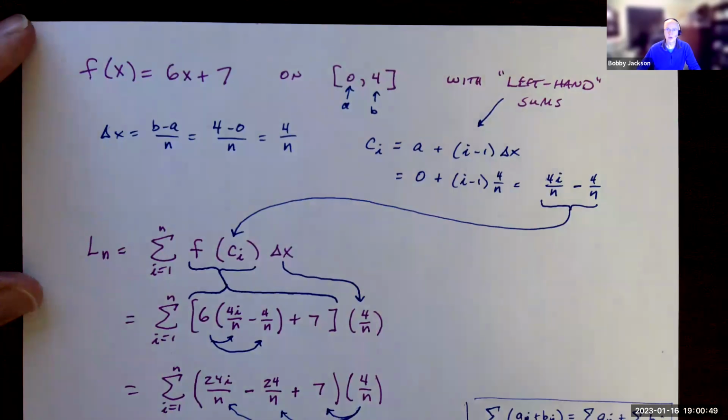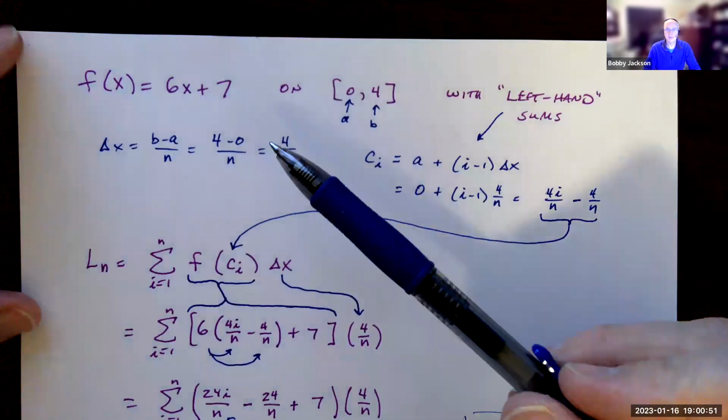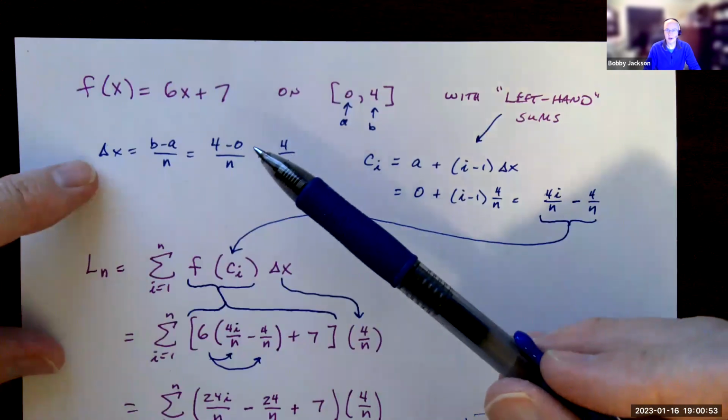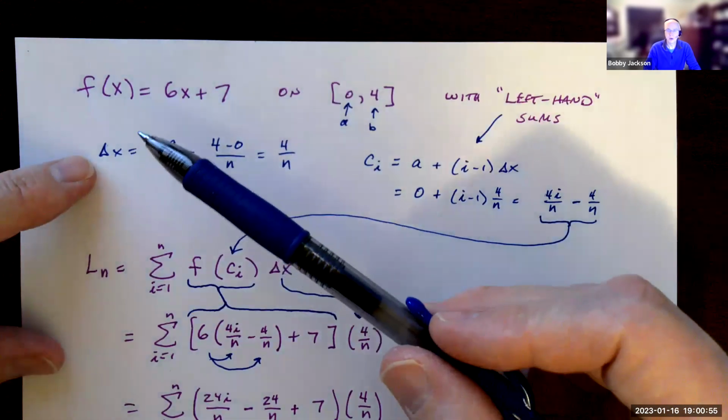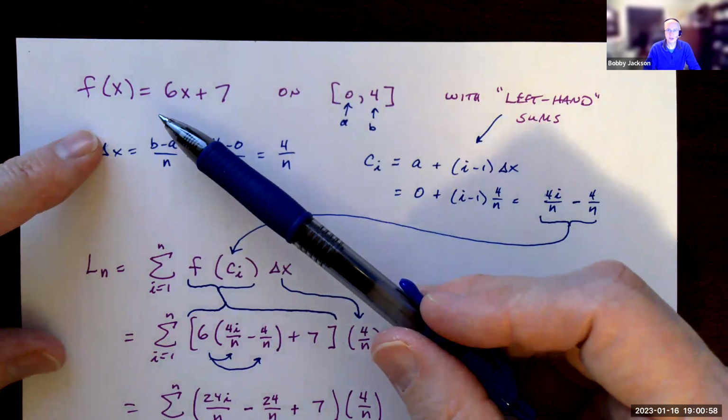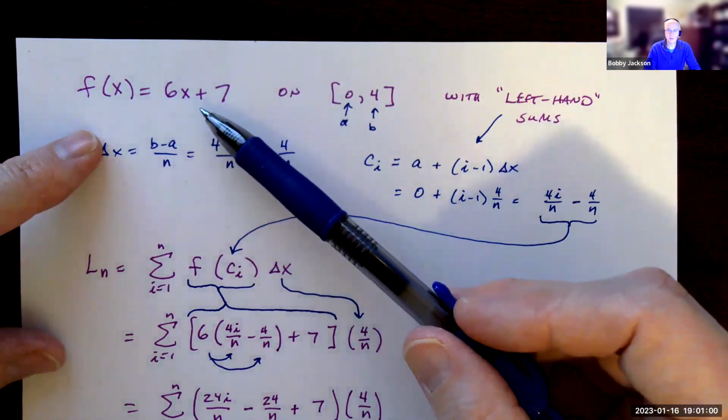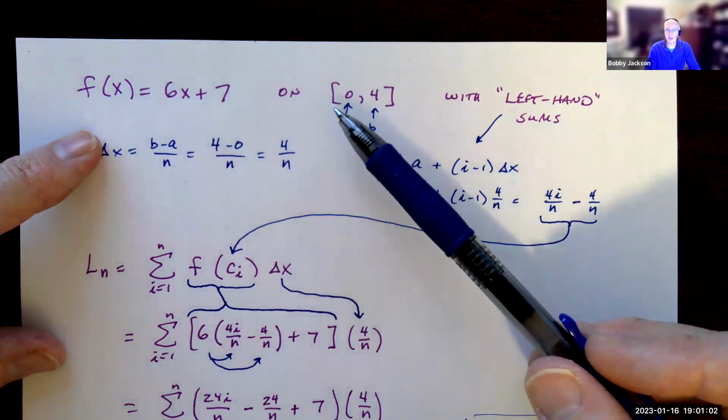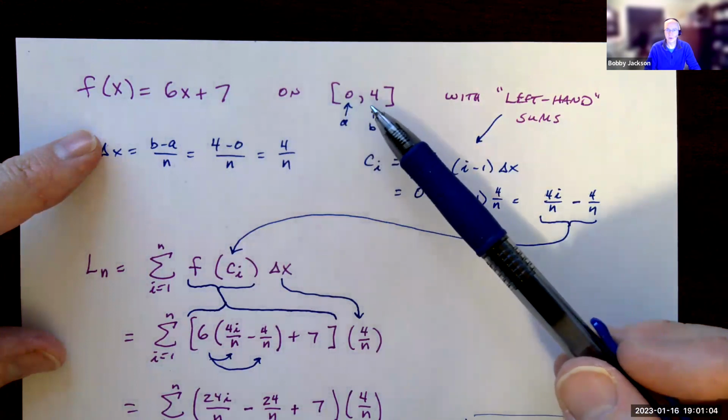Hey everyone, we are going to take a look at a left-hand sum approximation. We're given this function here, which is just a linear function, 6x plus 7, and we're looking at this on the interval from 0 to 4.